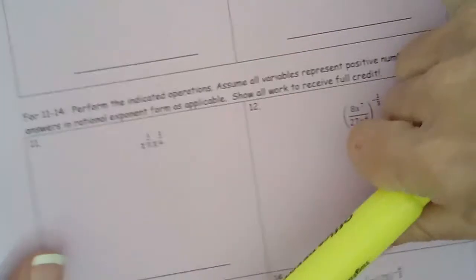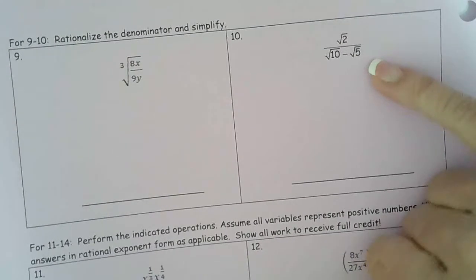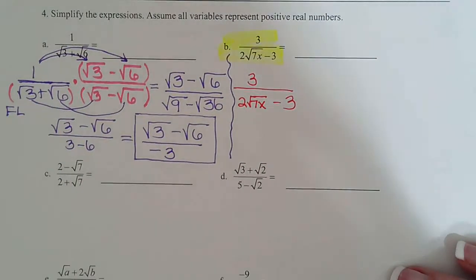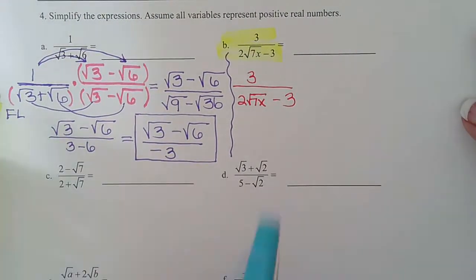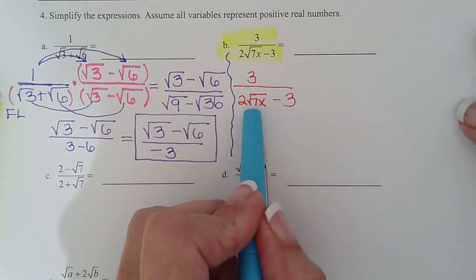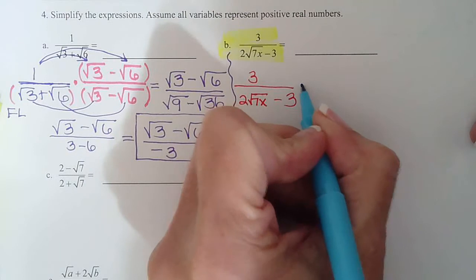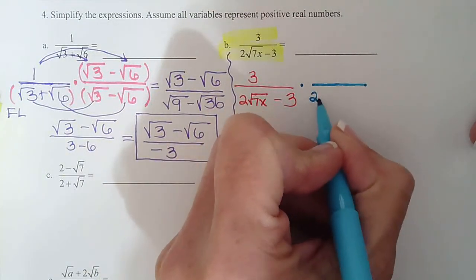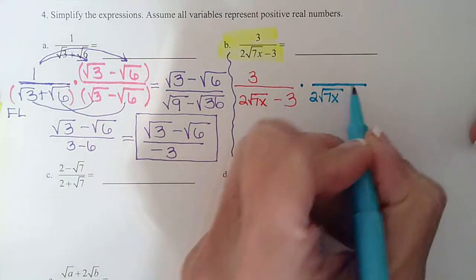Yes, it is number 10. So if you look at number 10 on your practice test, it looks just like this. Okay, so we are ready to go. First thing we should notice is that there are radicals in the denominator, and there are 2 terms. The minute you see 2 terms in the denominator, you multiply by the conjugate. So the conjugate would be 2 radical 7x plus 3.